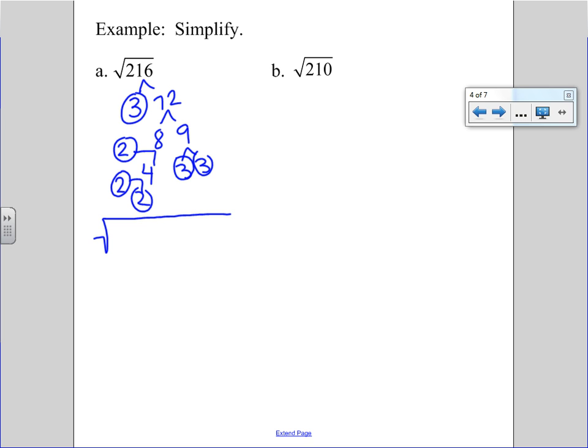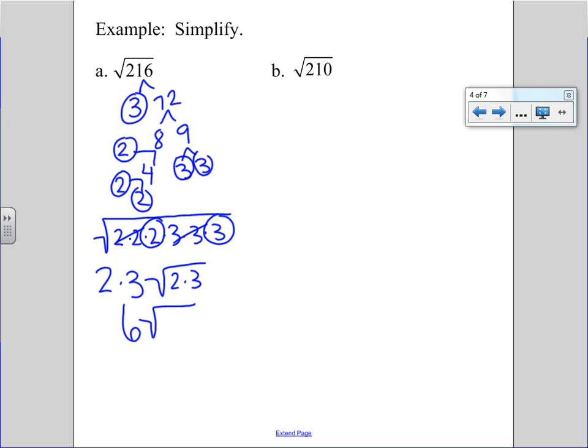So, I have radical, and instead of 216, I'm going to write the prime factorization, which is 2 times 2 times 2 times 3 times 3 times 3. Now I can pull out any of those doubles. I have one pair of double 2's and one pair of double 3's. So I pull out 2 times 3, and I'm left with 2 times 3 on the inside because those weren't marked out. So 2 times 3 is 6. Radical 2 times 3 is 6. Final answer.